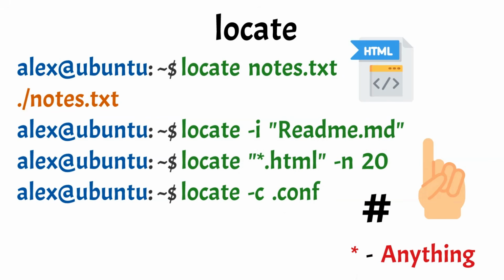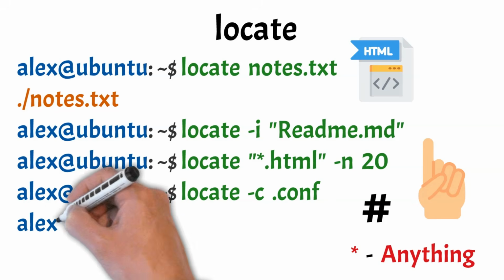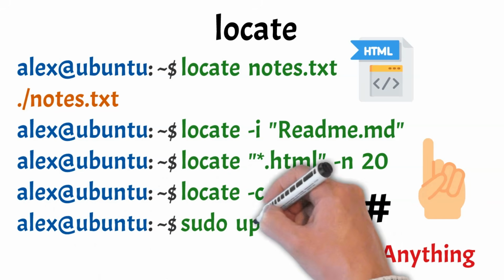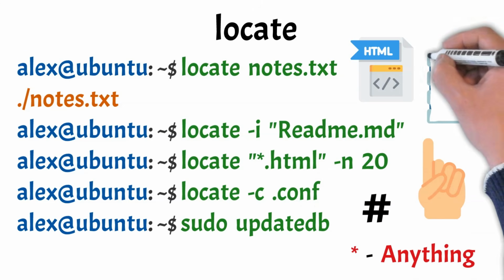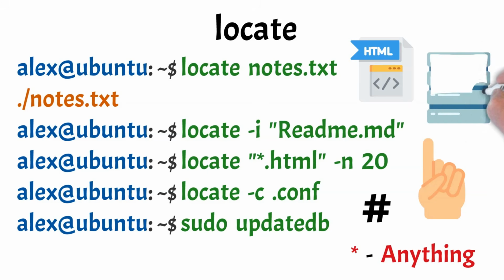Keep in mind, because locate relies on an index, it may not include very recent files. To refresh the database, you can run sudo updatedb, which will refresh the indexes. Unlike find, which searches in real time, locate is much faster, but it may miss newly created files if the database isn't up to date.